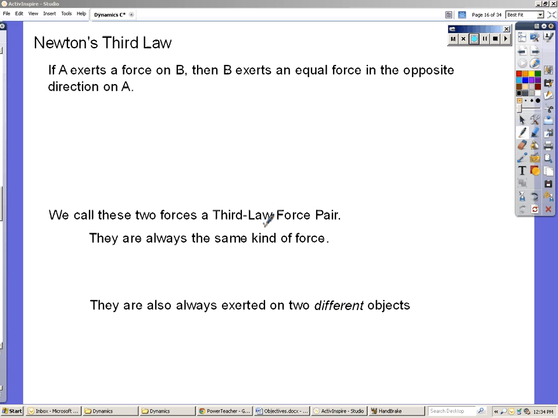Remember that forces arise as an interaction between two objects, and that means that both particles in the interaction experience a force. So drawing a picture, if that's A and that's B, and the force that A exerts on B points in that direction, then the force that B exerts on A has to point in the opposite direction and have equal magnitude. We call these a third law force pair.